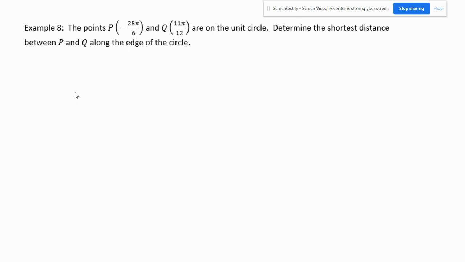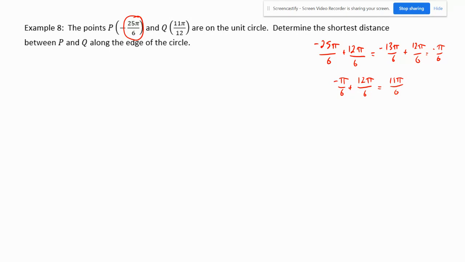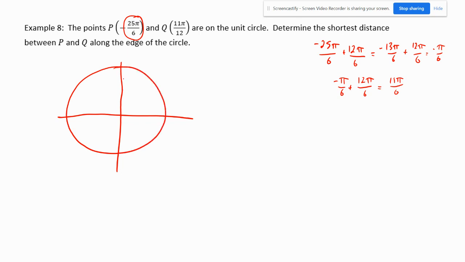First of all, I want to figure out what this value is as a principal angle. If I go negative 25 pi over 6, I'm going to add 2 pi, and 2 pi times 6 is the same thing as 12 pi over 6. That means I get negative 13 pi over 6. Do it again, plus 12 pi over 6 is negative pi over 6. And if I go negative pi over 6 plus 12 pi over 6, I get 11 pi over 6. So what this is saying is point P, 11 pi over 6 on our unit circle, is right over here.